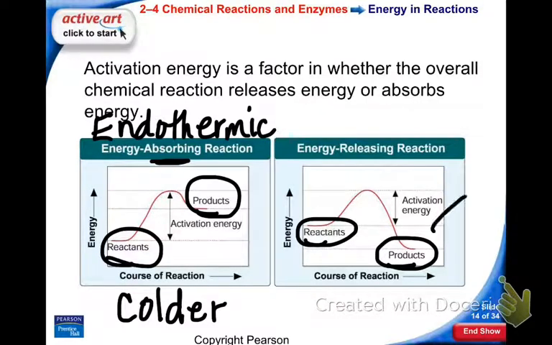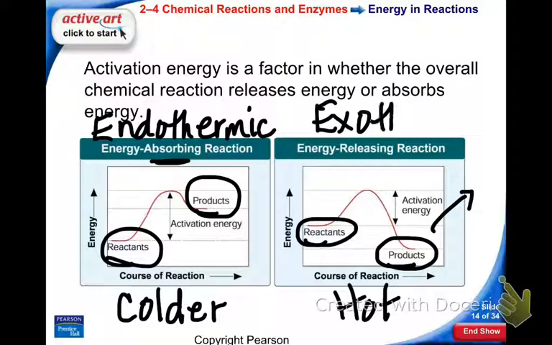Here, your reactants are at one energy state, your products are at another. Energy is going to be released, so this is going to get hot. It can give off heat or light, and this is called exothermic. This is like a firecracker exploding, or when you burn gas in an engine, your engine gets hot. It's an exothermic chemical reaction.